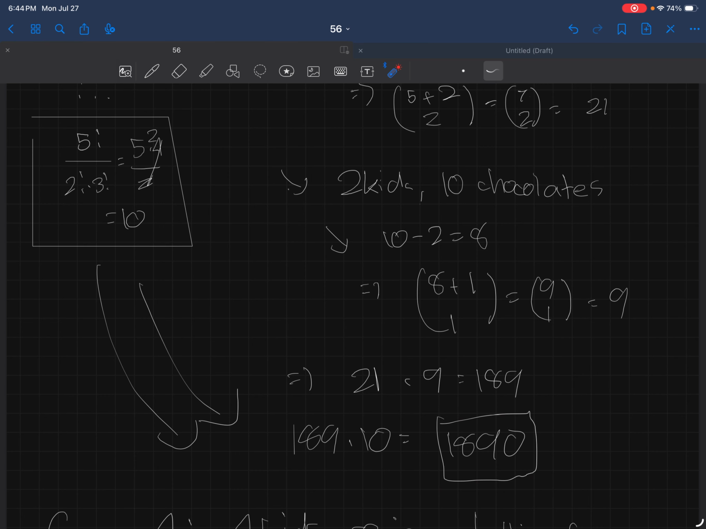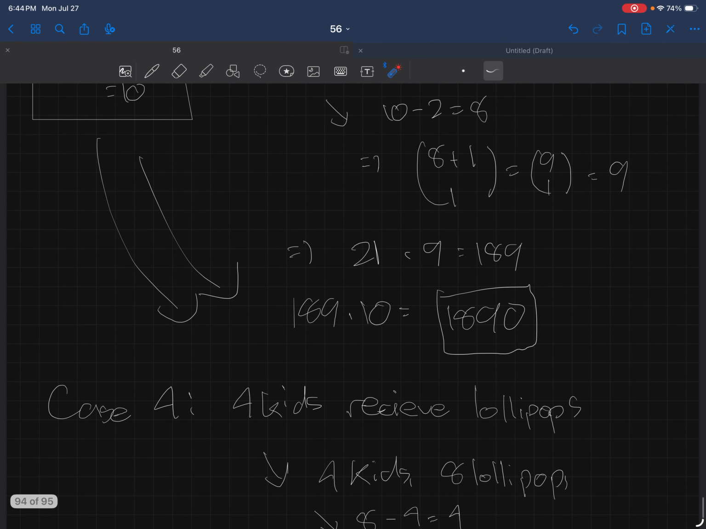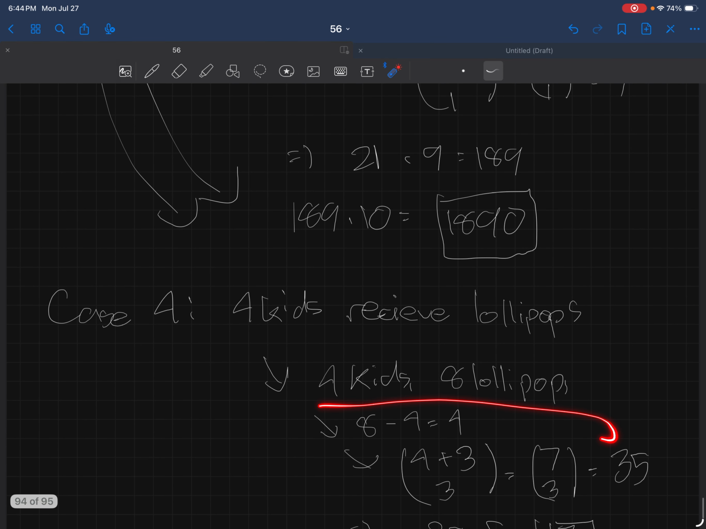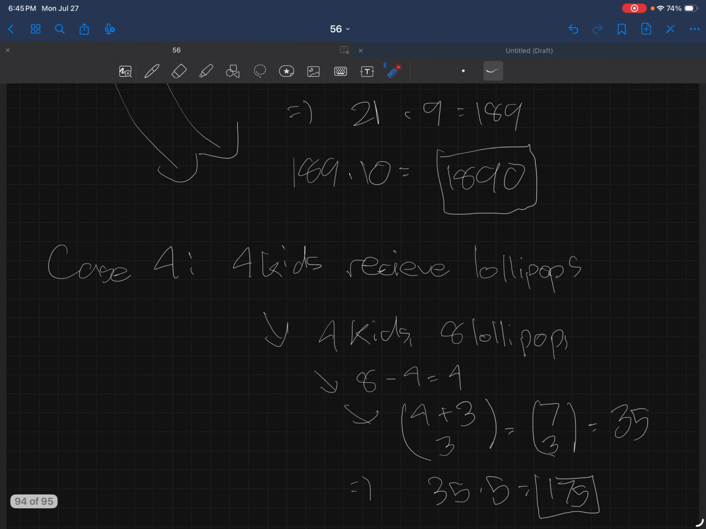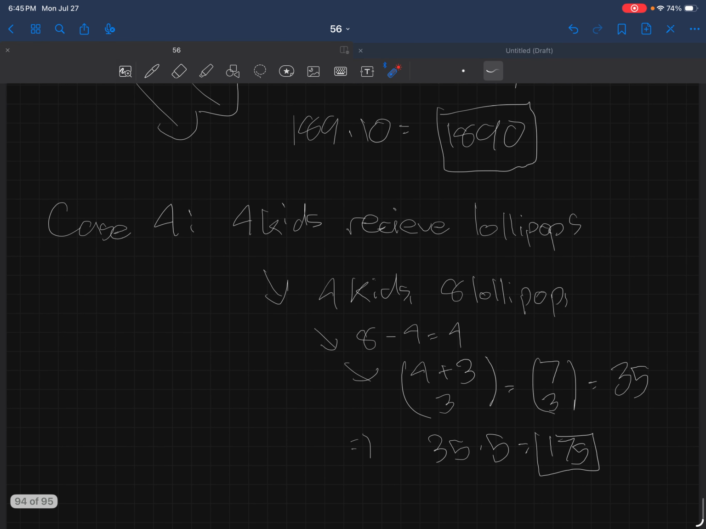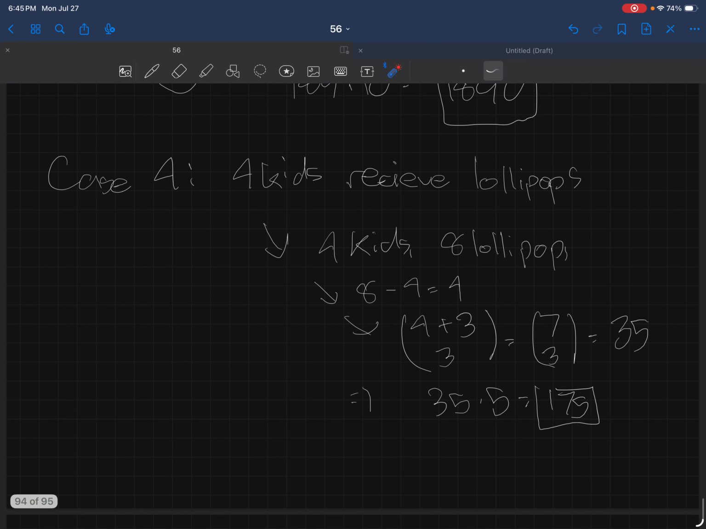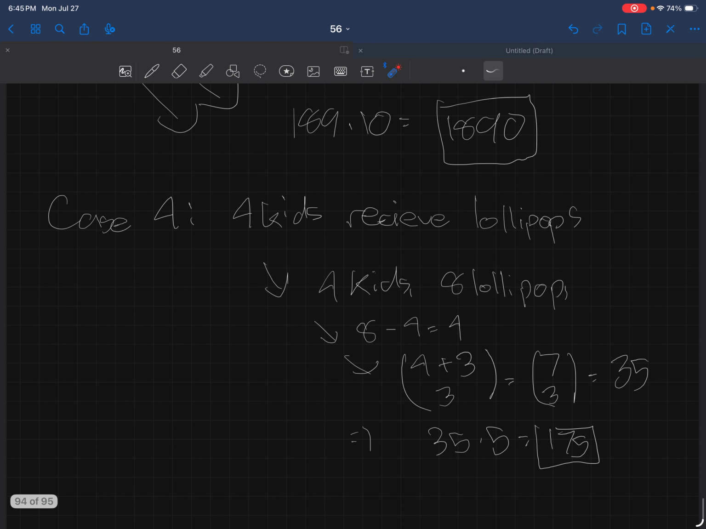On to our fourth case. 4 kids receive lollipops. We have 4 kids and 8 lollipops. Since each kid receives at least one piece of candy, 8 minus 4 equals 4. 4 plus 3, because 4 stars and 3 bars. 4 plus 3 choose 3. 7 choose 3 gives us 35. 35 times 5 is equal to 175. Why? Because instead of looking at the ways we have 4 kids for lollipops, we look at the ways 1 kid does not get a lollipop. That's going to be 5. So 35 times 5 gives us 175.